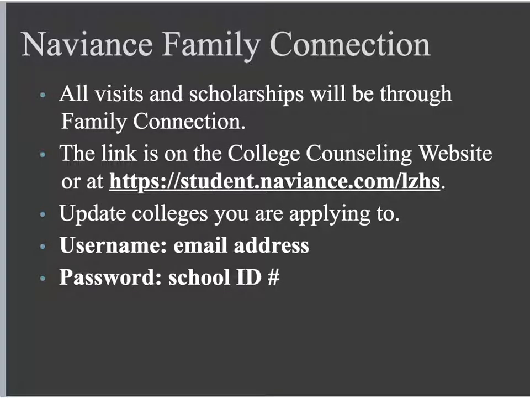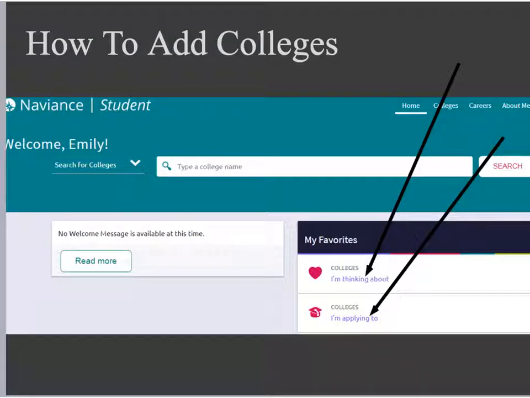This quick tutorial is going to help you use Naviance during the process of applying to colleges. Naviance can be found on the College Counseling website or under the High School tab on the district website. What's important this year is that all of the visits and all the scholarships will be listed in Naviance. If you don't remember, your username is your email address and your password is your school ID number. Once you log into Naviance, the home page is going to look a lot like this.